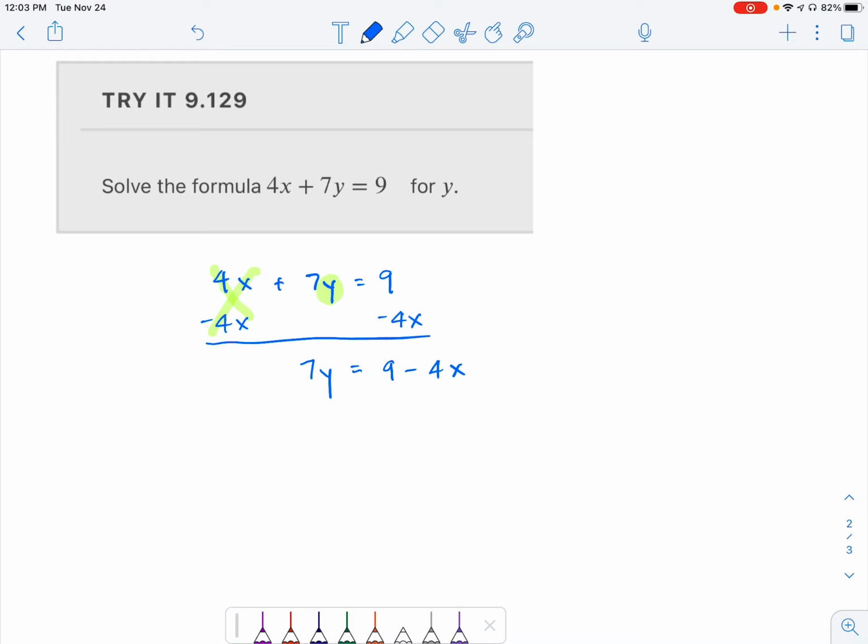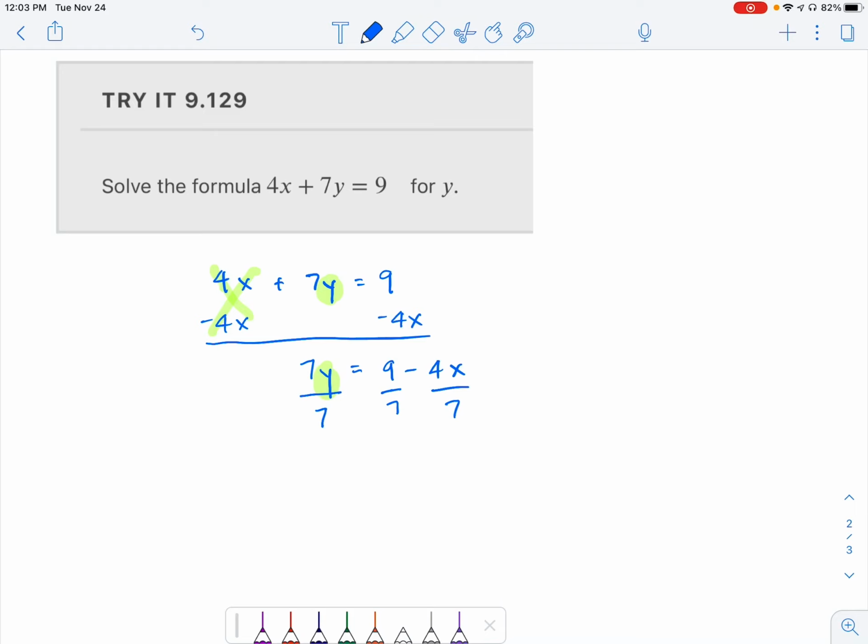So I'm getting close to what I want. I want to have y by itself. So I've got one more thing I need to undo, and that is that I am multiplying that y by 7. So I need to undo that by dividing by 7, and I'm going to do that on both sides of the equation. On the left-hand side, I'm dividing 7y by 7, right? There's just one term on that left-hand side. But on the right-hand side, I've got two terms. I've got the 9 and I've got the 4x. I need to divide both of those things by 7, okay? Because I need to divide each part of each side of the equation by that 7.